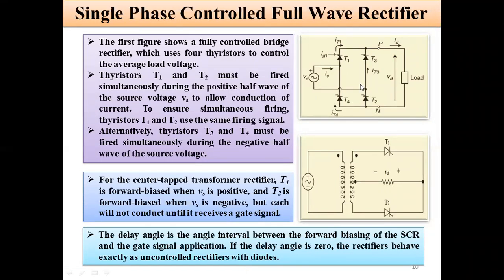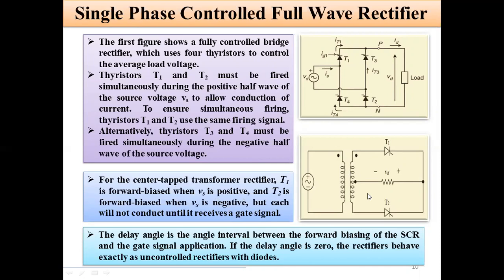Next, for the center tap transformer rectifier, T1 is forward biased when Vs is positive and T2 is forward biased when Vs is negative. By using this type, we also get the same rated output voltage as that of the bridge controlled rectifier.